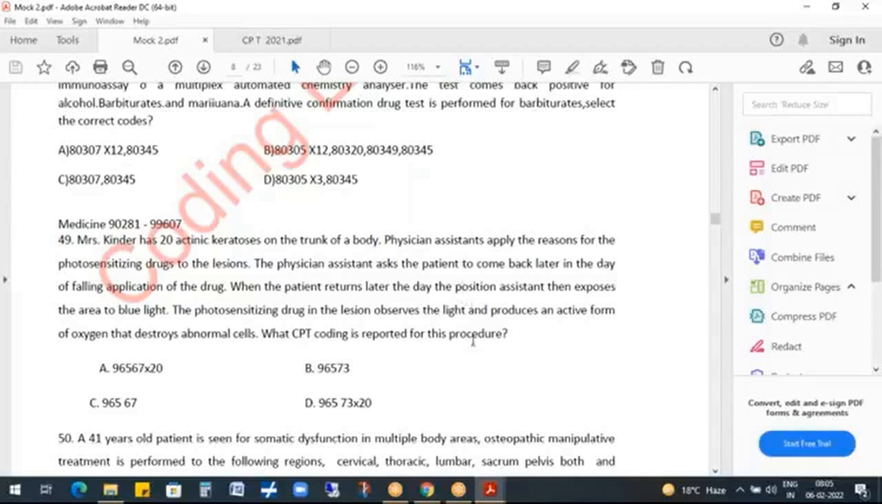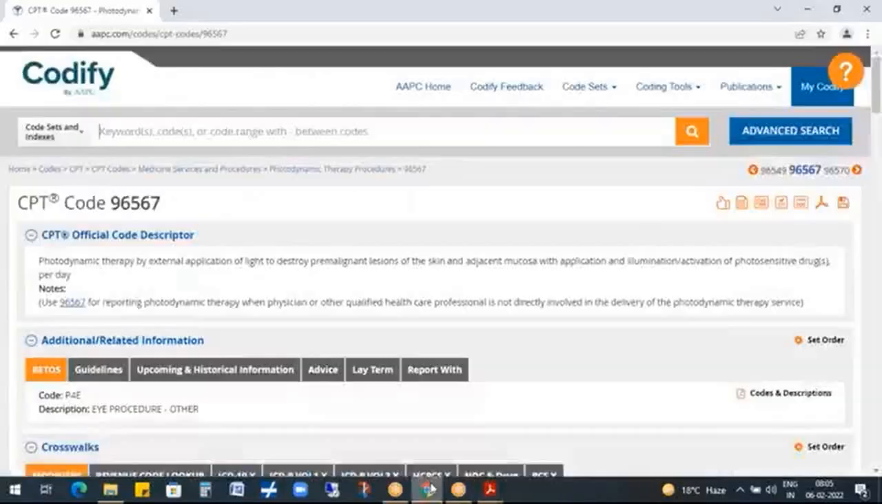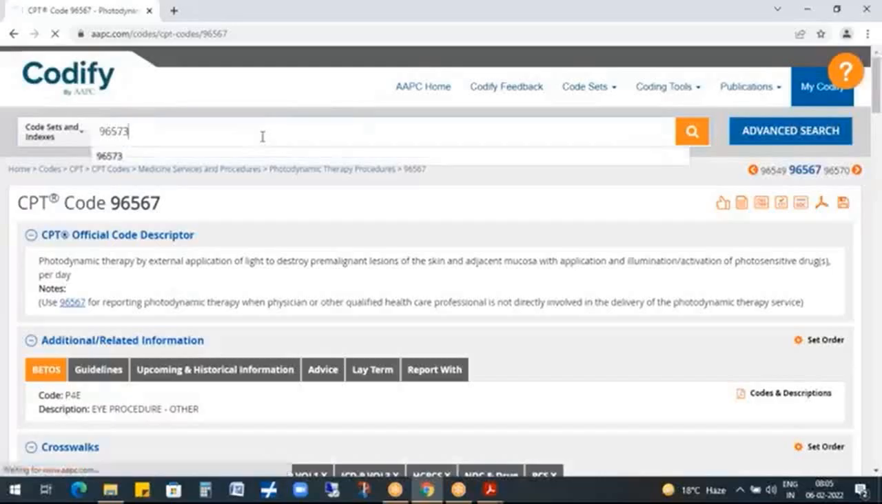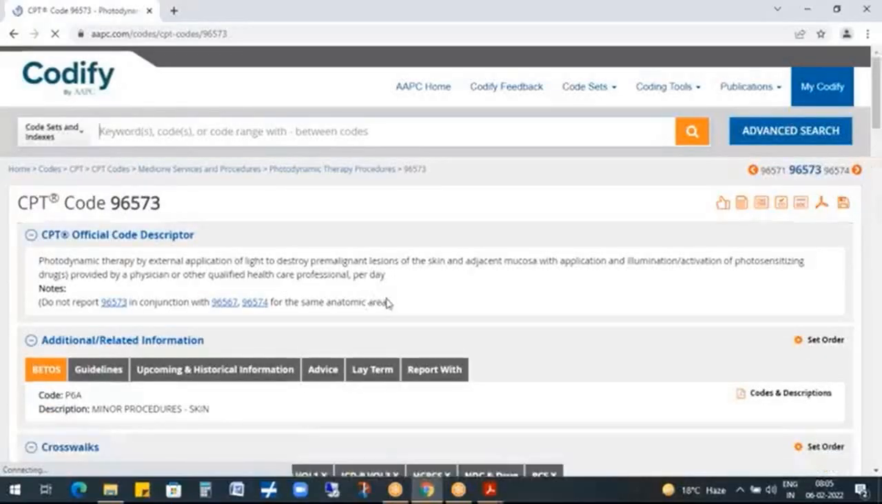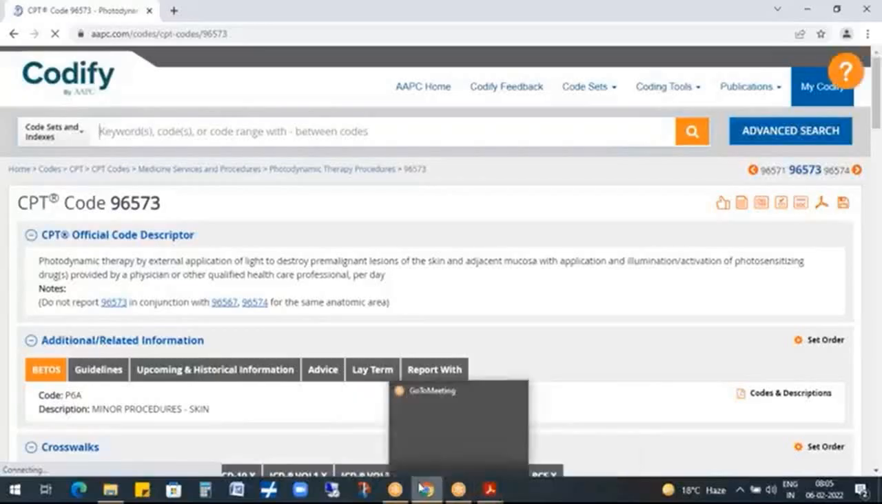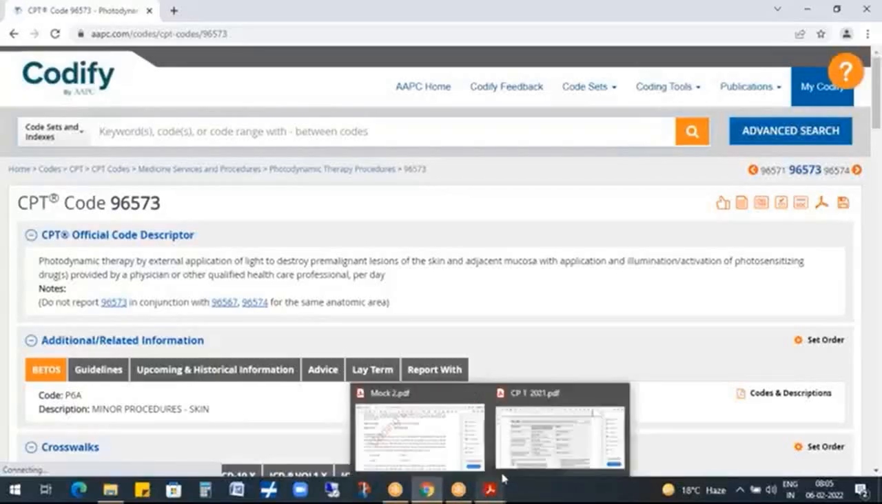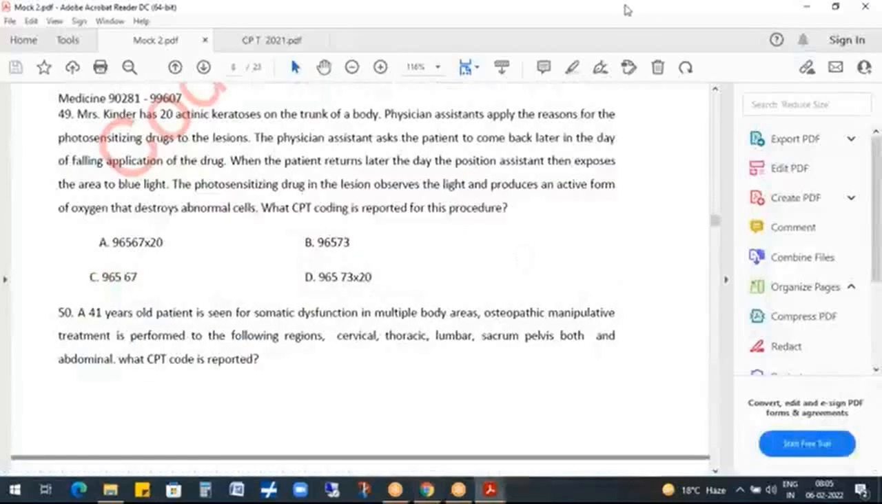The codes are about days, right? Per day. Yes, sir, per day. 96563. Here they provided 20 in the same day. If you report it 20 times, it means they provided it for 20 days. Is the scenario providing it for 20 days? No, right? No. Next, up to the next one.